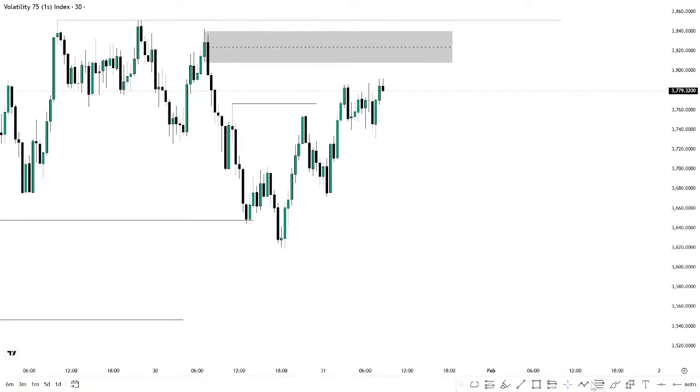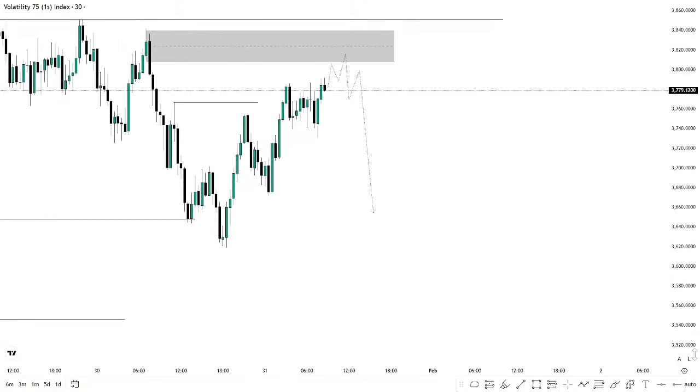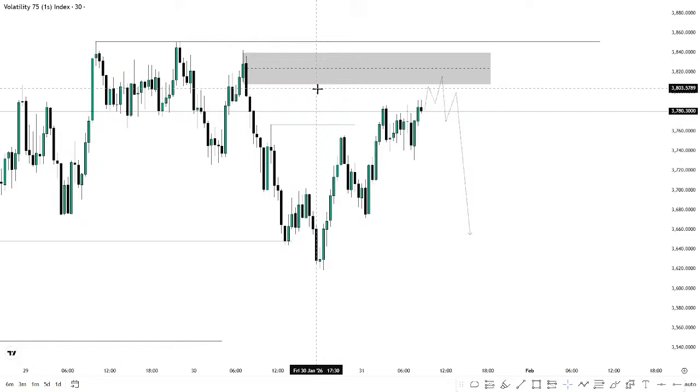So what I'm expecting here is this. Please always wait for that change of character to happen. Let's have a change of character, then we would continue that sell setup. If you don't wait for a change of character, that point of interest might just be a reaction zone. So that is why it is very important that you wait for a change of character. So let's see what market is going to do on this Volatility 75 (1s). It is currently approaching a point of interest.